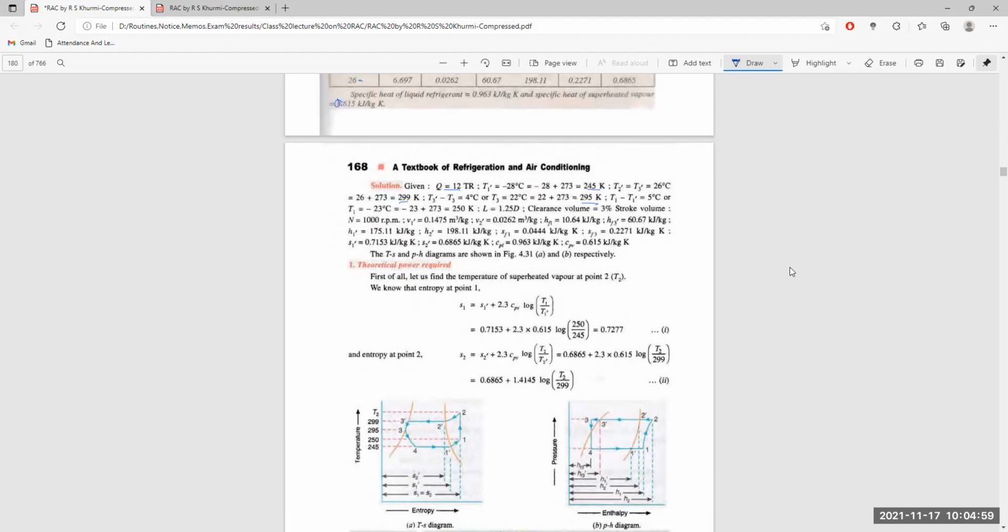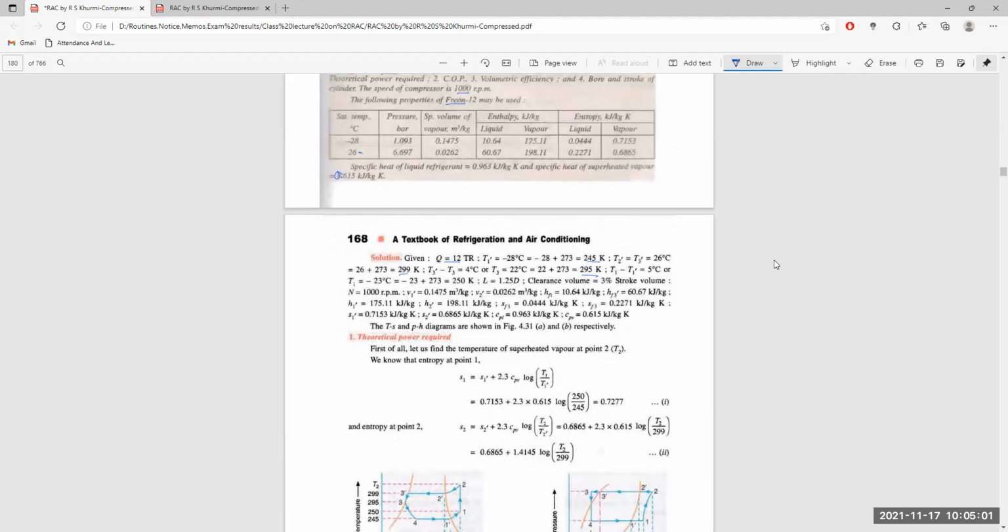Now V1 is the specific volume at vapor stage, and V2 dash is the specific volume at the vapor stage. Here the specific volume of vapor at low temperature, and the specific volume of vapor at high temperature, that is 26 degrees.